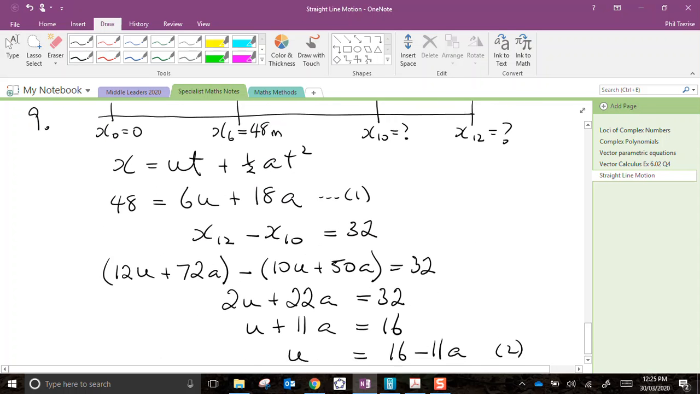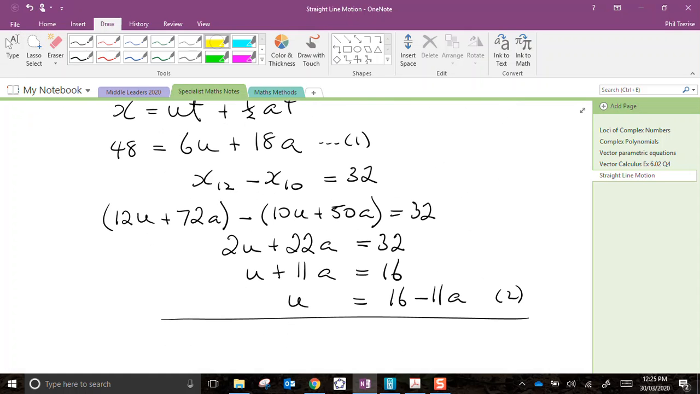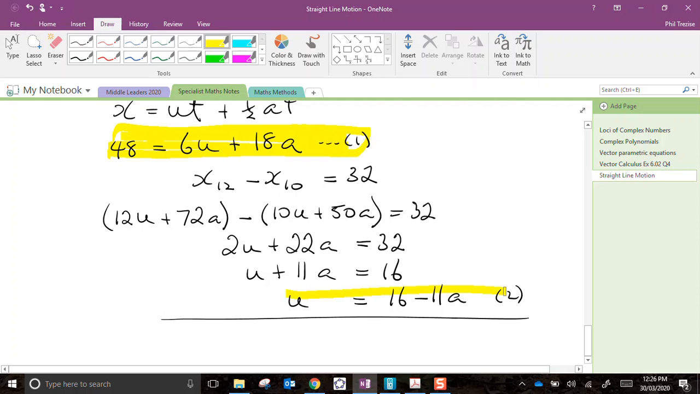I'm going to solve equation 1. Let me just go back and highlight equation 1. There it is. And equation 2. I have 2 different equations in the 2 unknowns, u and a. So I'll substitute u from equation 2 into equation 1 and solve simultaneously.